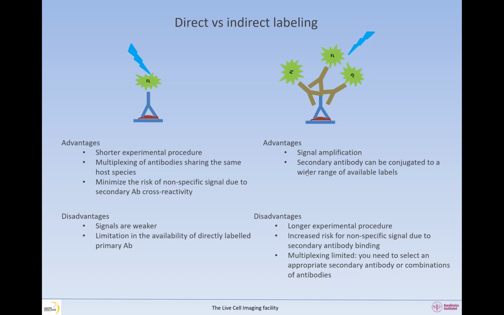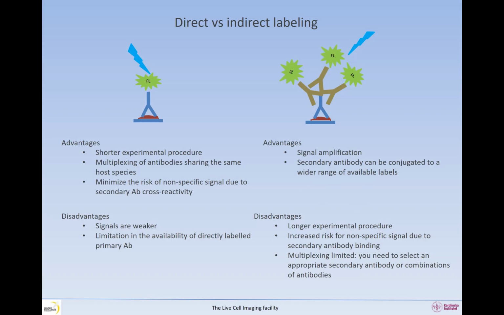Now, if you are using indirect labeling, it has its advantages. Of course, we will get a signal amplification because more secondary antibodies can bind to the primary. And of course, there is a much wider range of available labels for the secondary antibodies.